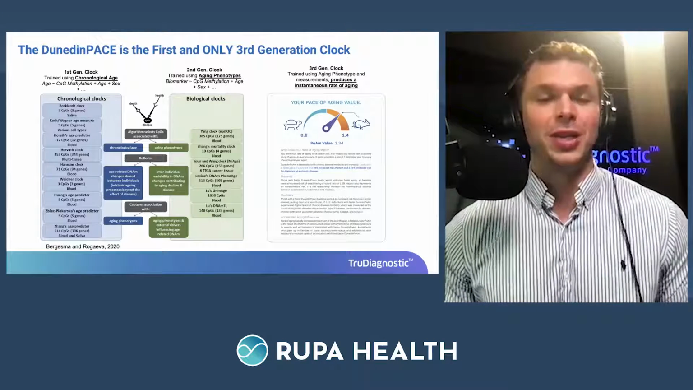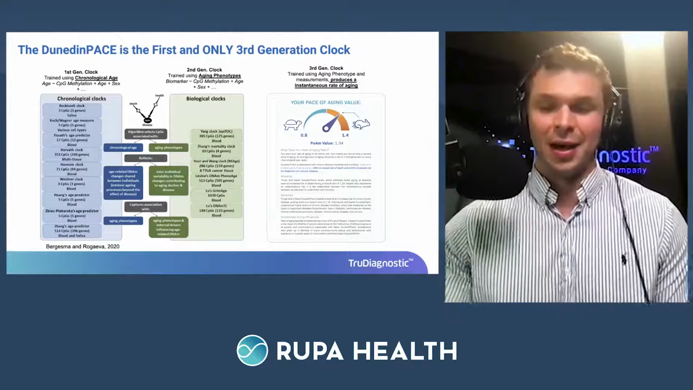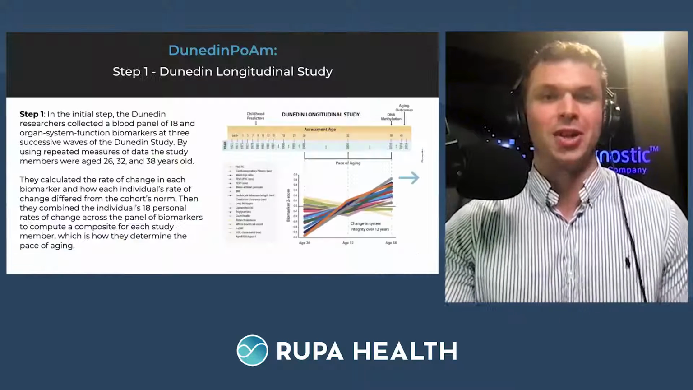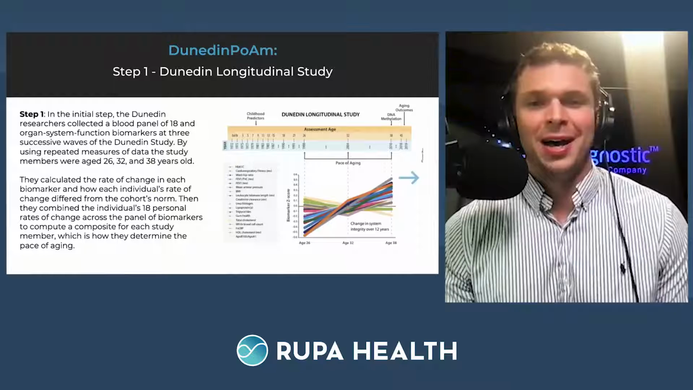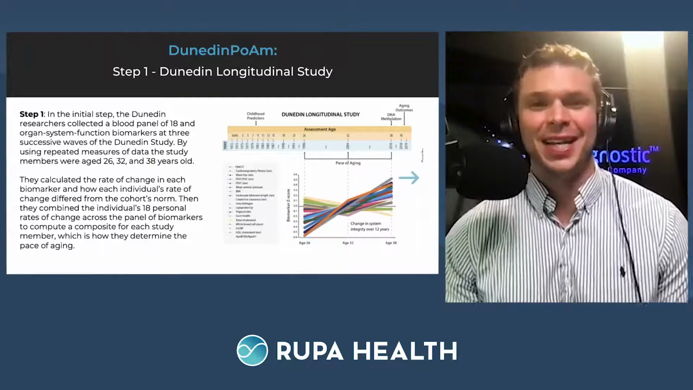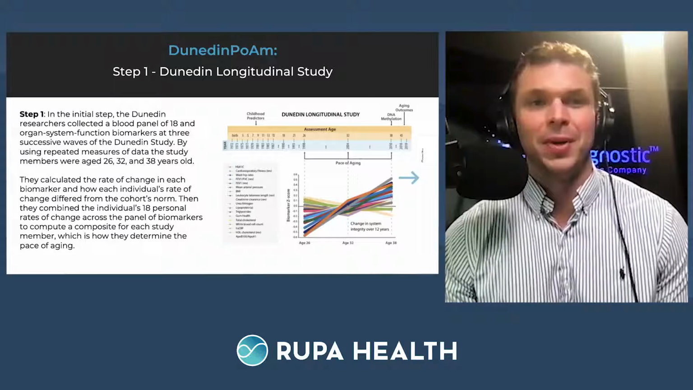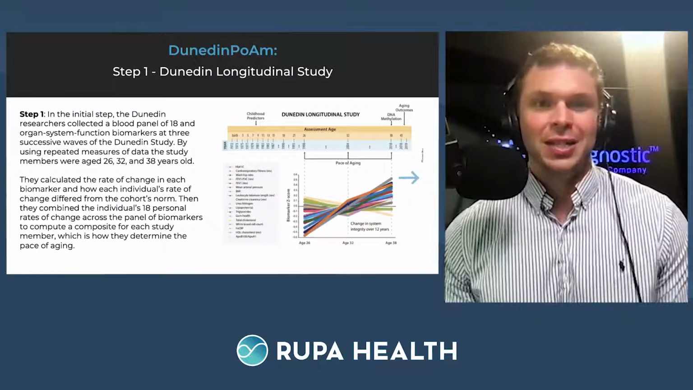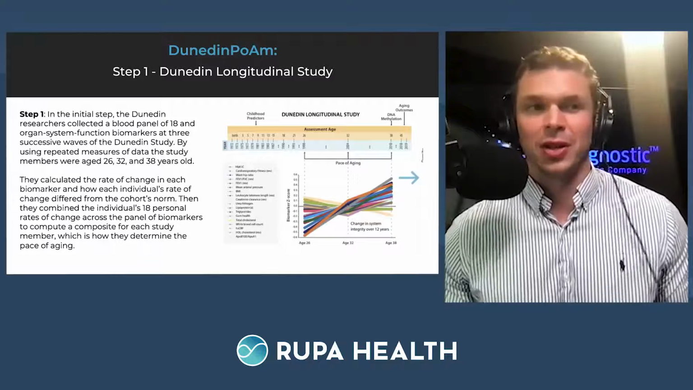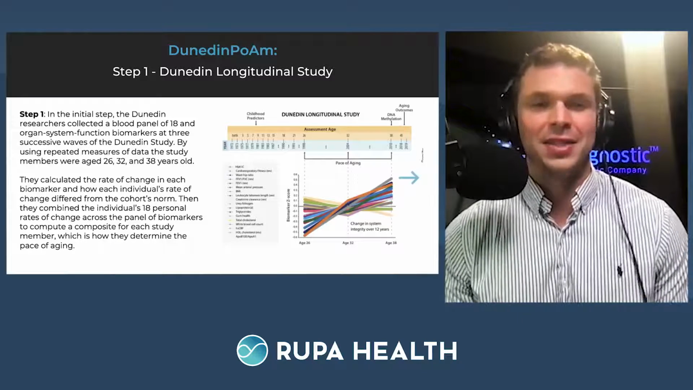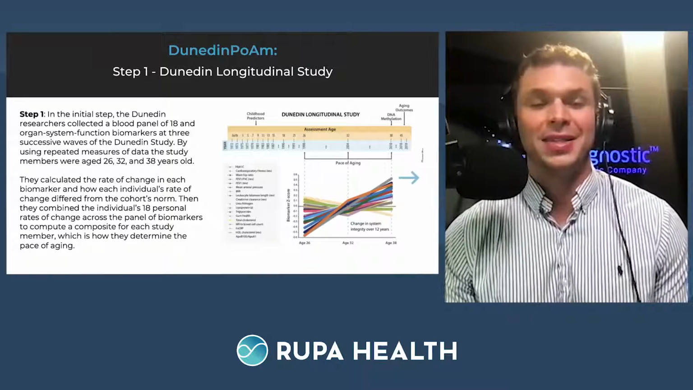And it was created really uniquely because it was trained on a really interesting cohort, which was a longitudinal cohort. To explain a little bit more about how this was created, you can see here all of the different biomarkers that were tested in this population, but it actually tested them longitudinally. So instead of looking at a lot of different patients at very different points in their lives, this clock was created by the same patients.